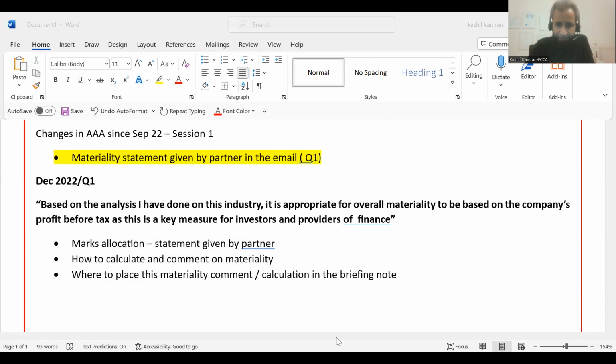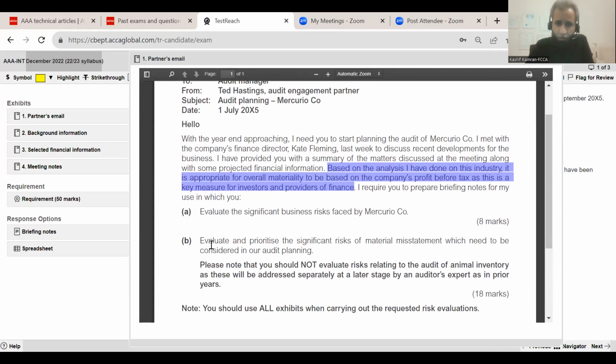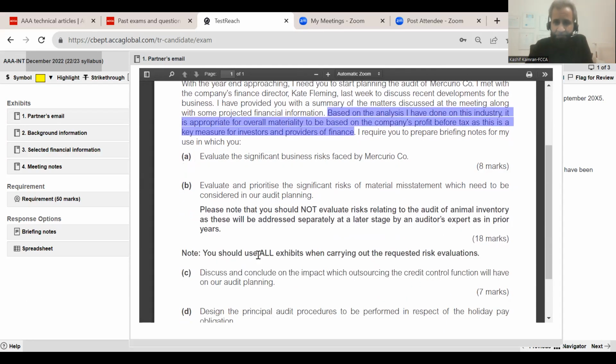You go back to the practice platform and the partner is saying, I would like you to prepare a briefing note. And in the briefing note, you should do A, B, C, D. Now in A, the partner says, evaluate significant business risk. Business risk was a regular part of the AAA exams ever since they started, but the term added here is significant.